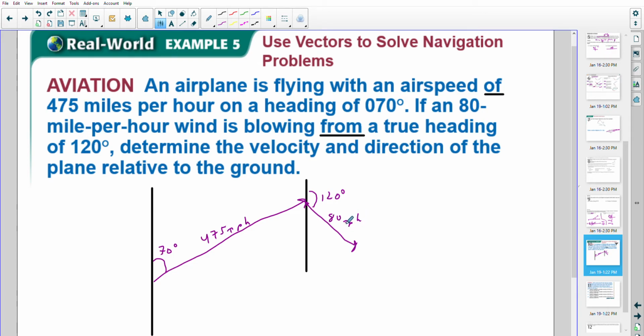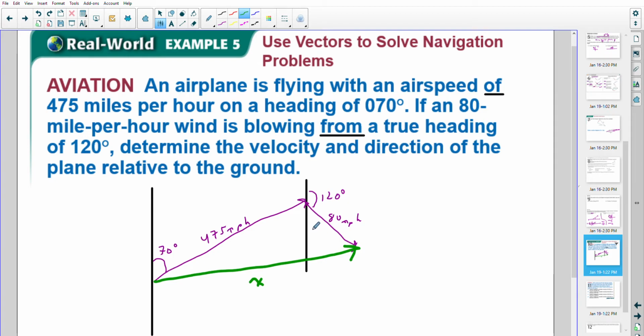Now that you have that labeled, the next part would be to go ahead and draw in the resultant, and that's going to be the green line. That's going to be the true course of this particular airplane after the wind is affecting the direction.